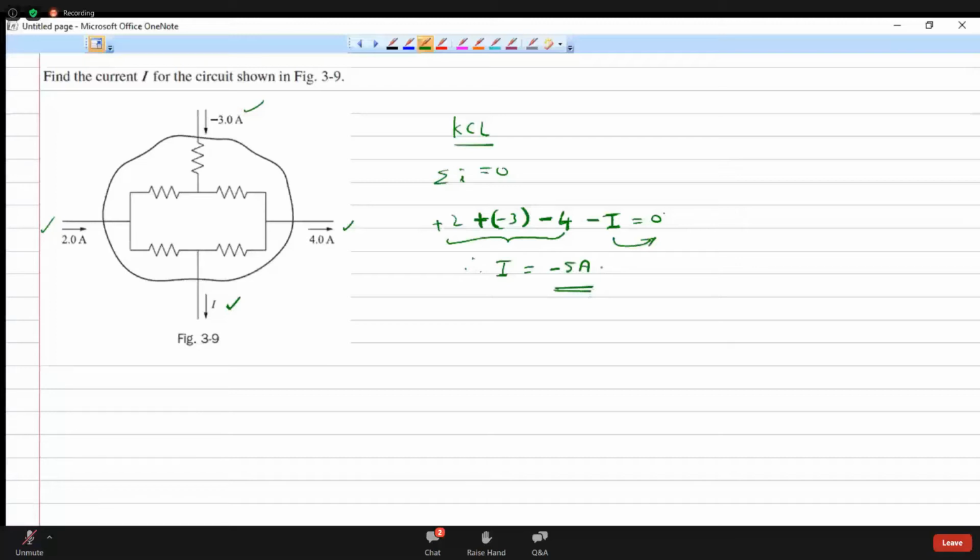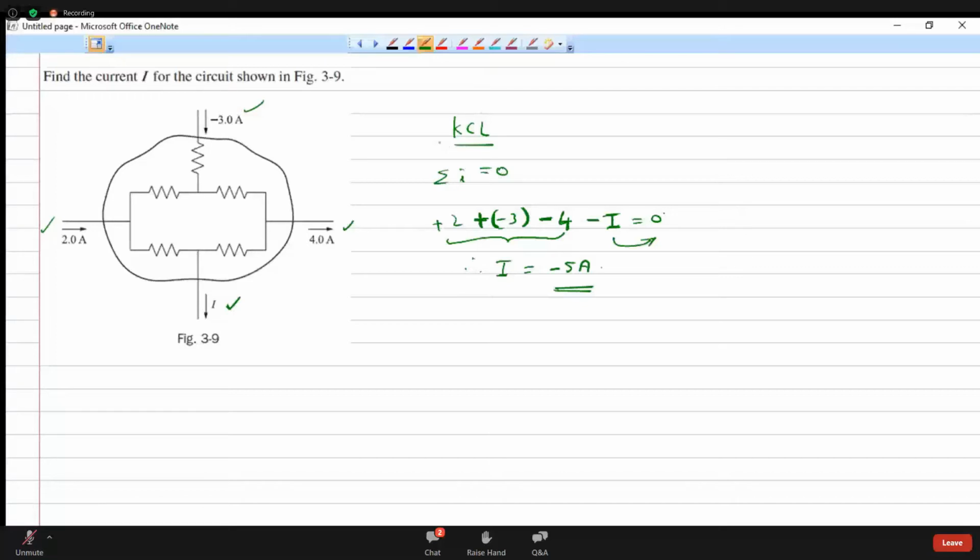It may seem very simple, but if you don't strictly follow the sign convention, some mistake will happen. So be very careful with the rules. You either stick to one rule, that is, you take the current entering the node as positive and the current leaving as negative. Okay, so that is the convention we are following all throughout.